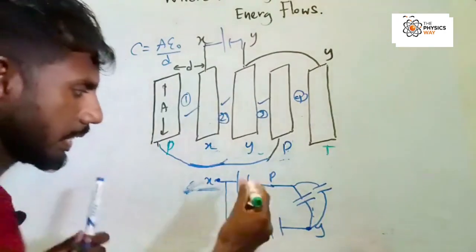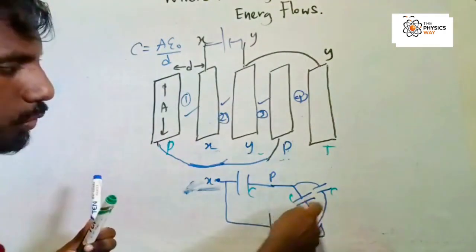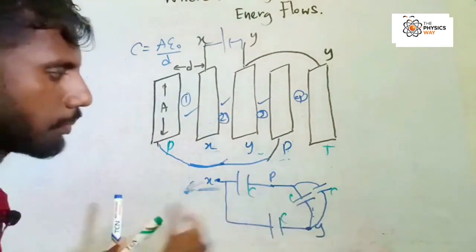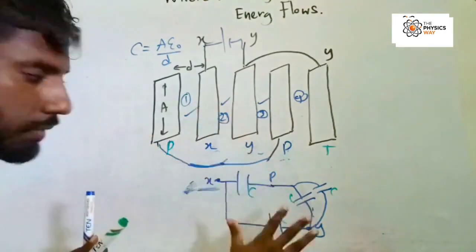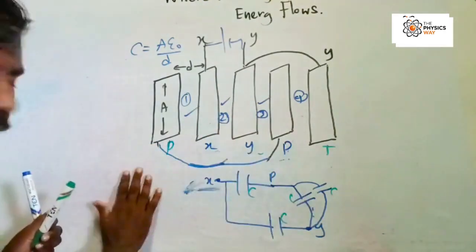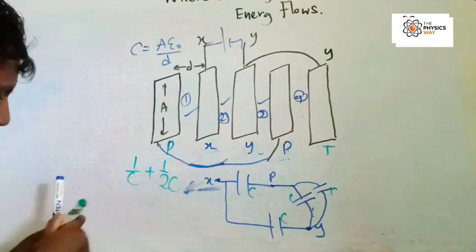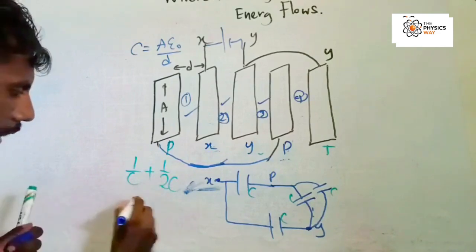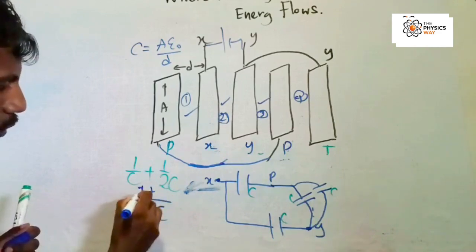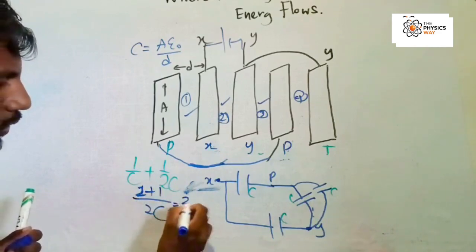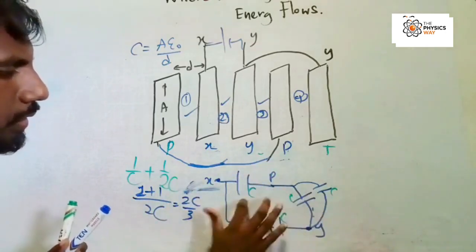If the capacitance is C for each, you can see these two are parallel to each other, so it's going to be 2C. This 2C and this one are in series, so we have to add them. 1 over C plus 1 over 2C, take the common denominator 2C, so it's 1 plus 2 plus 1, so it's 2C over 3. That's the capacitance between these, right?